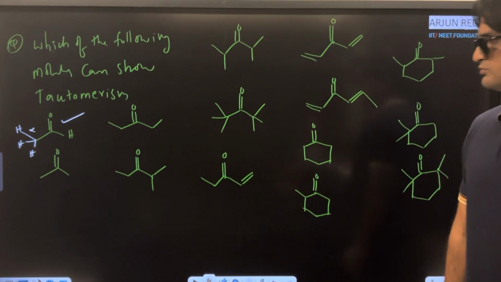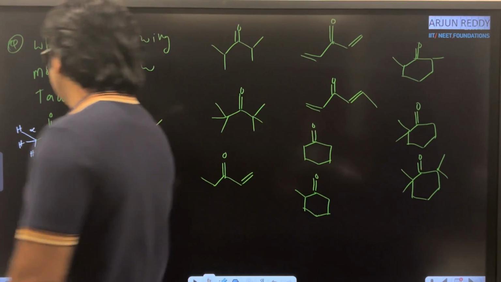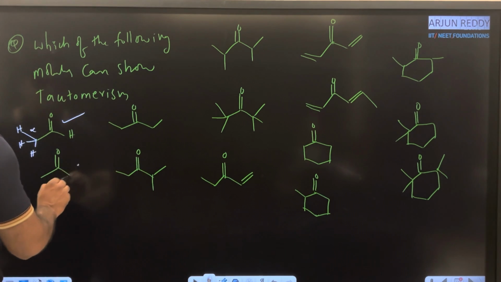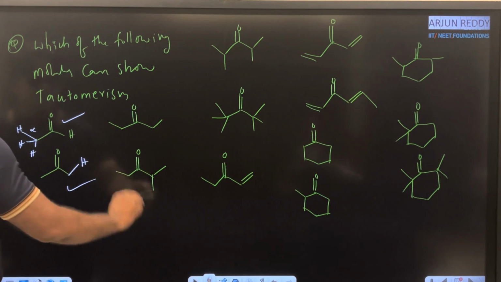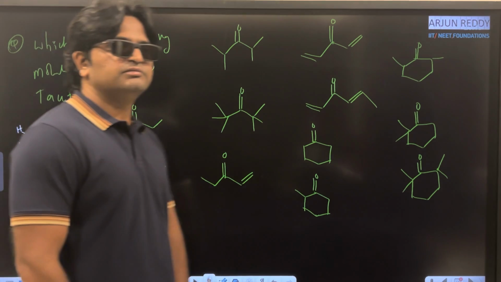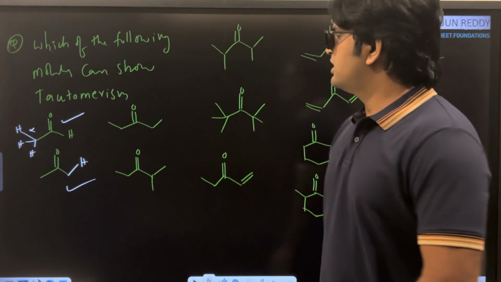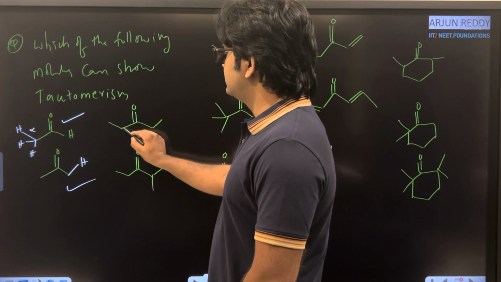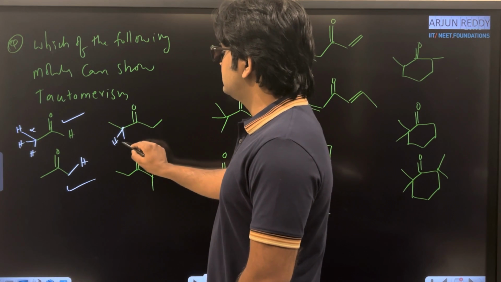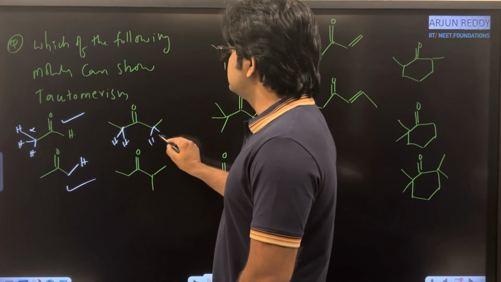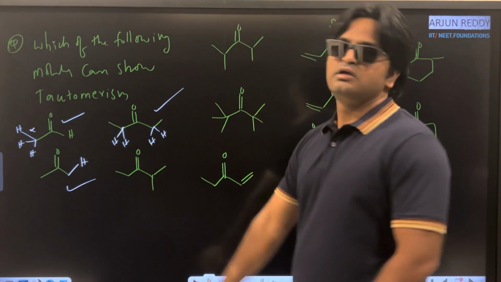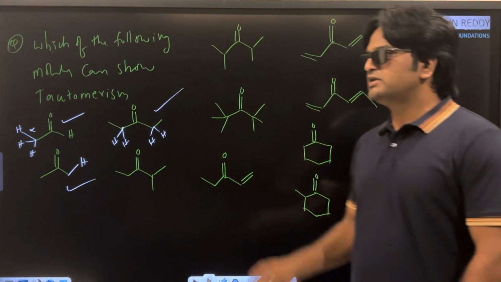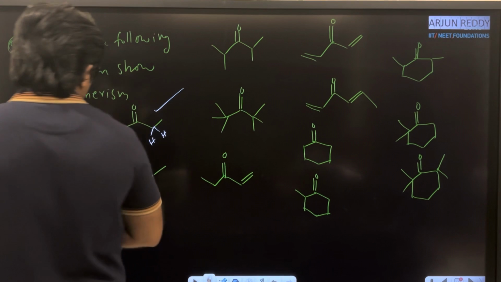First one. Second one, left and right hand side it has acidic hydrogen atoms. This molecule can show tautomerism. Next, come to the third molecule. Here left side and right side hydrogen atoms are there, right? Hydrogen and hydrogen, hydrogen and hydrogen. Yes, acidic hydrogen atoms are present, so it can exhibit tautomerism.